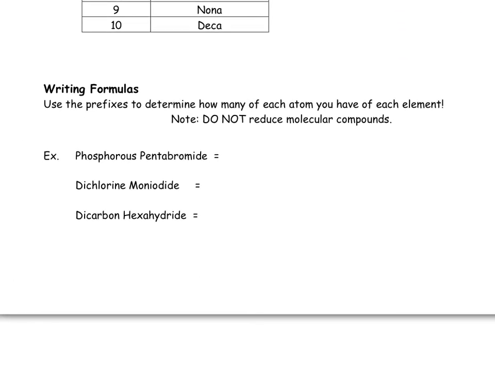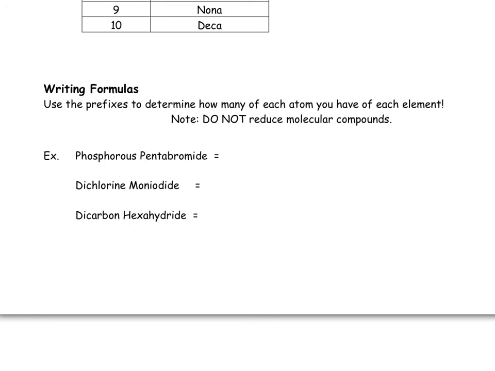When you're writing formulas for molecular compounds, you use the name to determine what elements you have and record the symbols. Then you use the prefixes to determine how many of each atom you have and write down your quantity numbers. It's important to note you do not reduce molecular compounds as the last step.